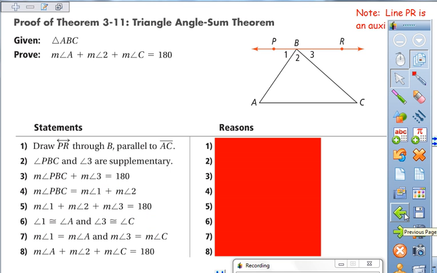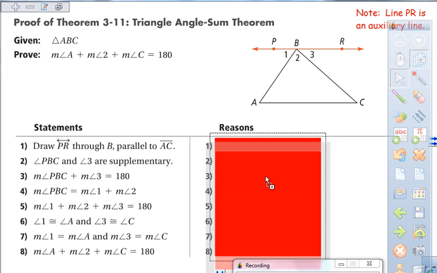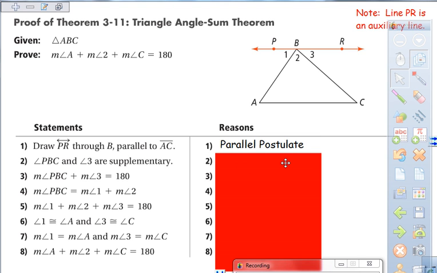So here's the proof that we're working on. Given triangle ABC, prove that the measure of angle A plus the measure of angle 2 plus the measure of angle C adds up to 180. Notice this red line, that's going to be our auxiliary line. So step 1, draw PR through B parallel to AC. That's our auxiliary line. The way that we can justify it is by the parallel postulate.